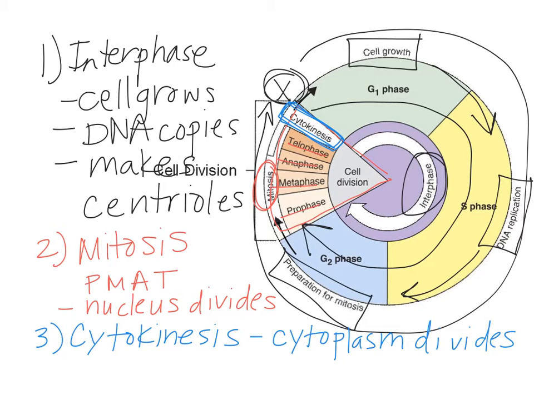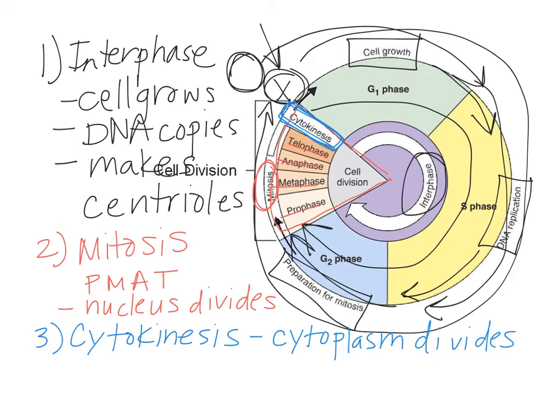Okay, so we've got 3 distinct steps. Interphase: the cell grows, makes copies of the DNA, and makes these centrioles. Mitosis: 4 steps, prophase, metaphase, anaphase, telophase, causes the nucleus to divide. And then the final one, number 3, cytokinesis, divides the cytoplasm. And then we're back to the beginning, back to this baby cell that I talked about earlier. Except now instead of having 1 baby cell, we've got 2 baby cells because the cell just split in half. And those 2 baby cells will both go through growth, copy their DNA, make some centrioles, and then get ready to divide again through mitosis.